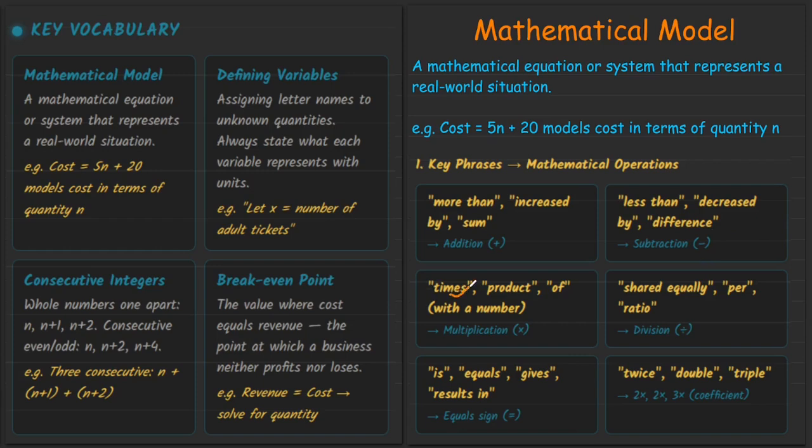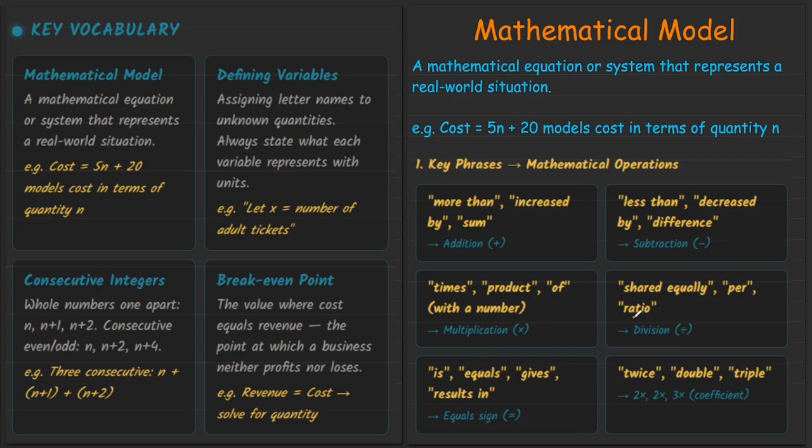Then we look at times, product, of, and then these three with a number. That is, if I'm saying 2 times 3, then we simply mean 2 times 3. If I want the product of 2 and 3, then it is also the product of 2 and 3. 20% of 100: the 20% becomes 20 over 100, then of becomes times, then your 100 follows. You see, that is multiplication.